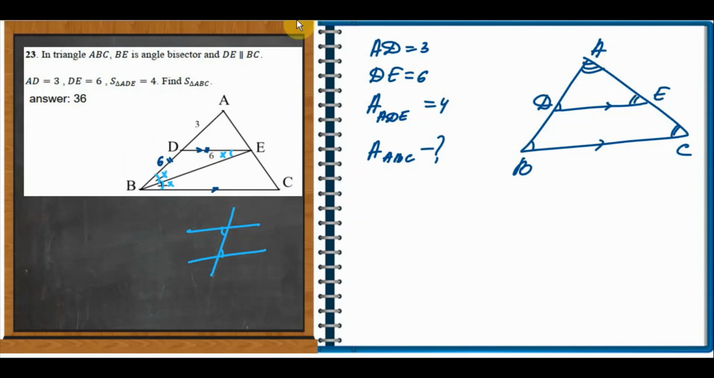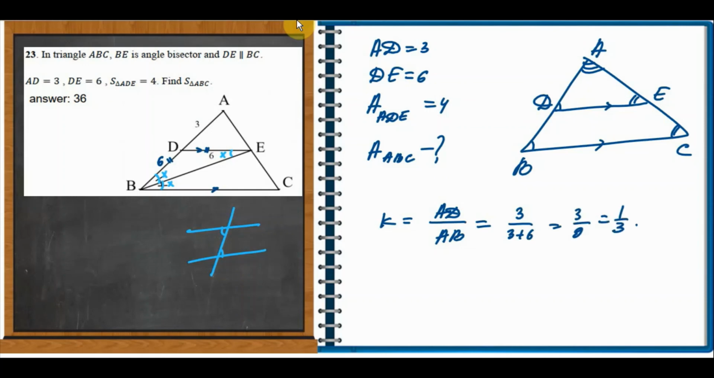So, what is the scale factor? Let's find the scale factor. It's AD over AB. So what is AD? It's 3. AB is 3 plus 6. That's 3 over 9, which is 1 over 3.